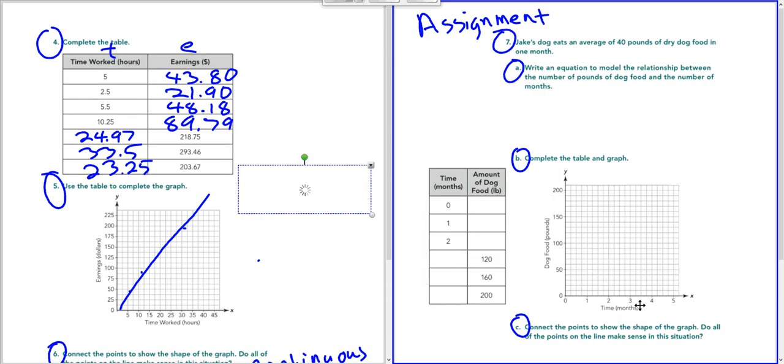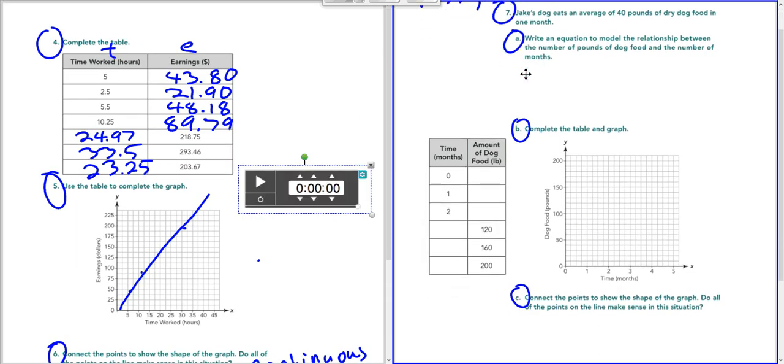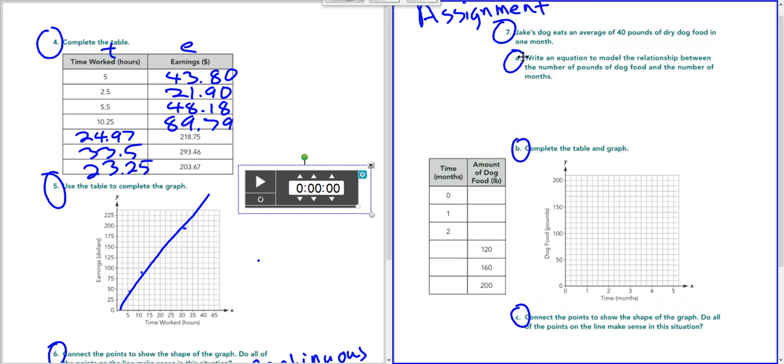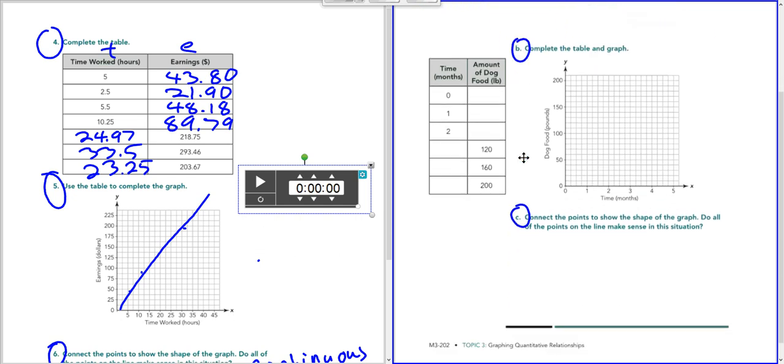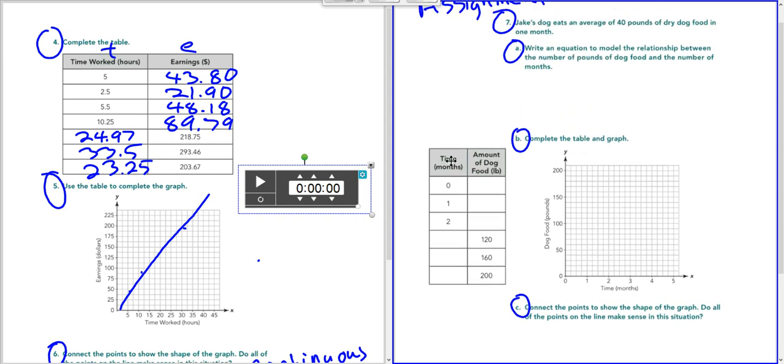All right. Here's your assignment. It is page 202. Read the question carefully and answer questions A, B, and C on this page. And don't forget to fill out the table as well.